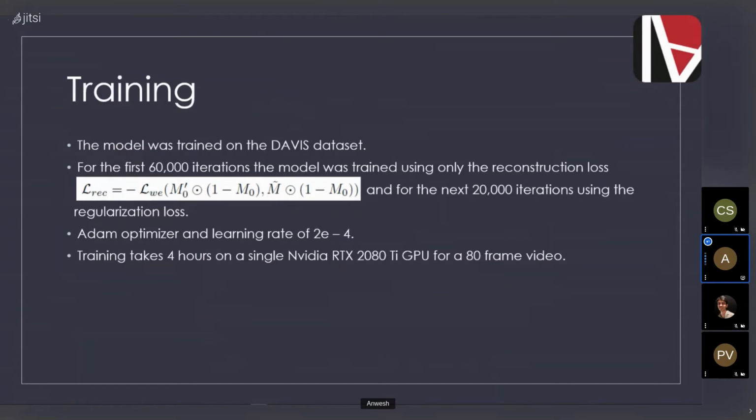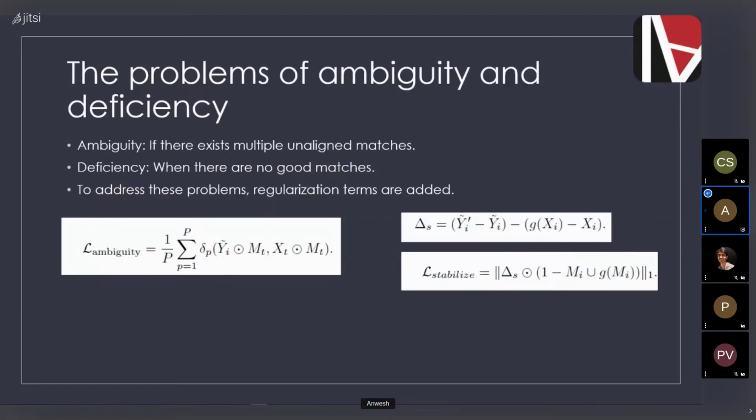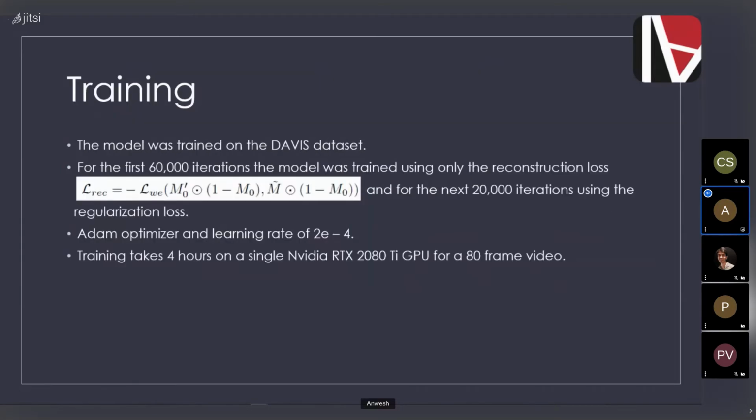Now let's understand how the training was done. The model was trained on the Davis dataset. Davis stands for densely annotated video segmentation. For the first 60,000 iterations, the model was trained using only the reconstruction loss. So we saw this before. Using this loss formula, we trained for 60,000 iterations. For the next 20,000 iterations, we use the other regularization losses. We saw the two losses just now, ambiguity and stabilization.